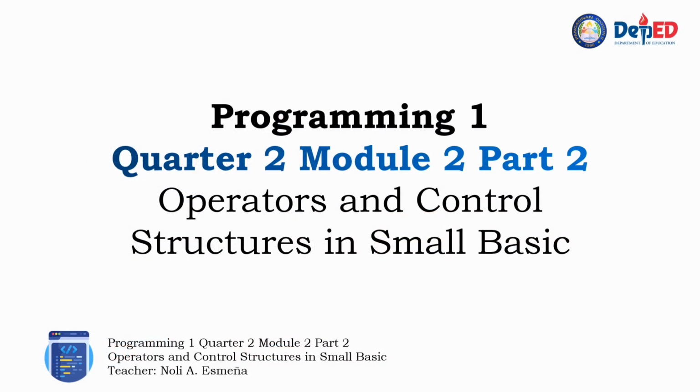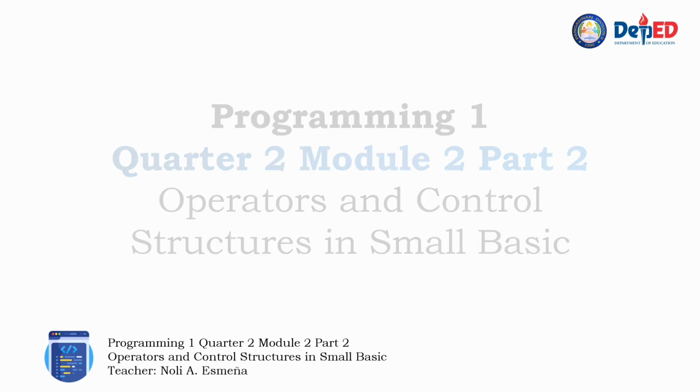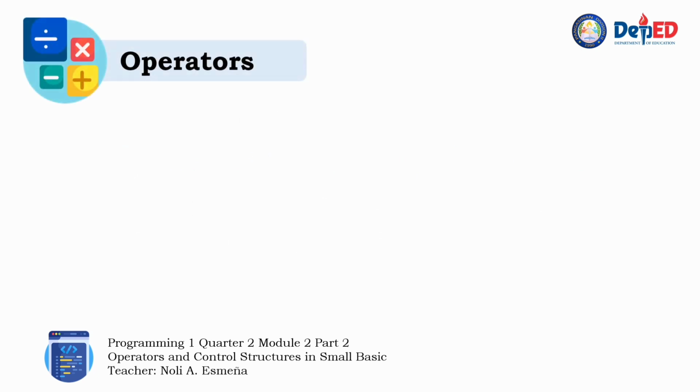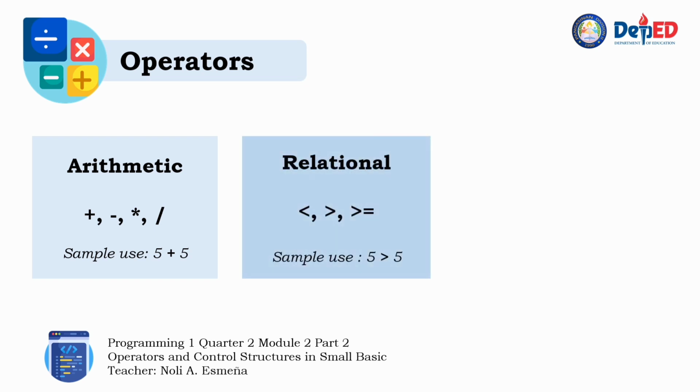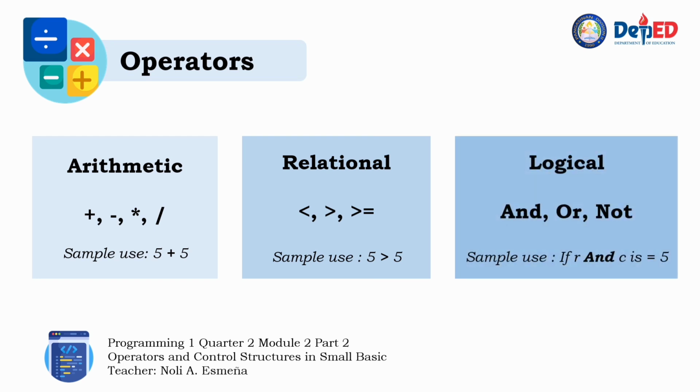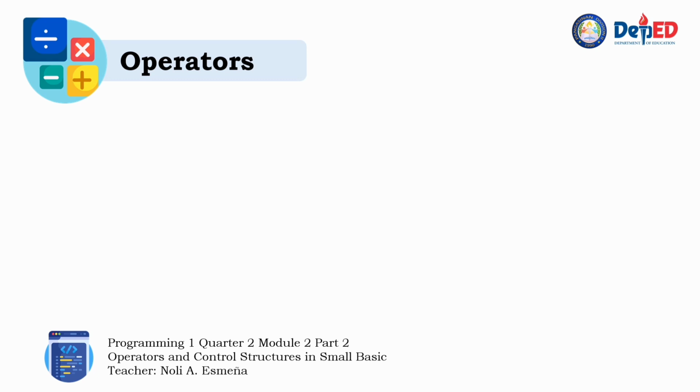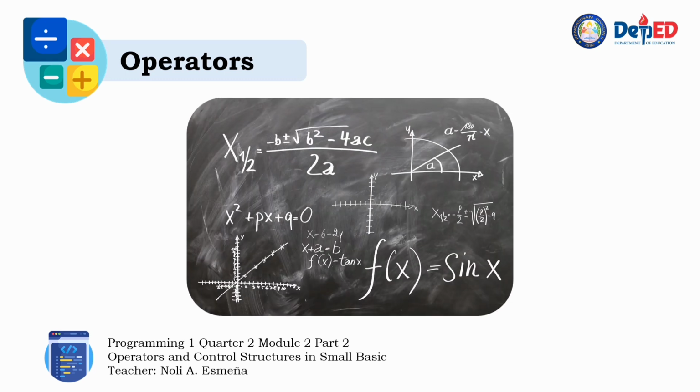Programming 1. This video will help you apply the different operators and control structures in Small Basic. There are three types of operators in programming, namely arithmetic operators, relational operators, and logical operators. These operators are heavily used in scientific and mathematical equations, but they are also very useful when it comes to programming.